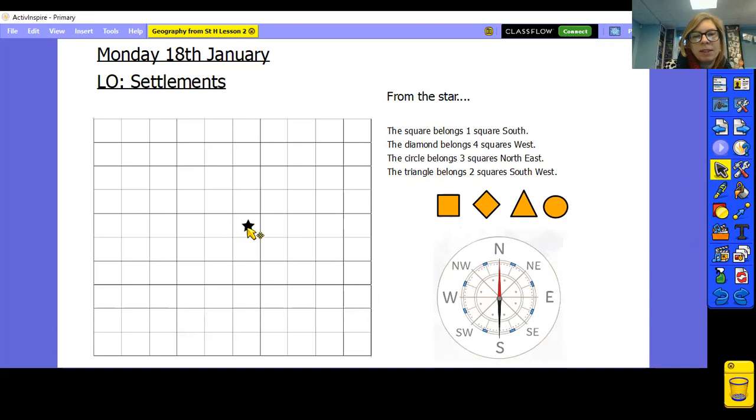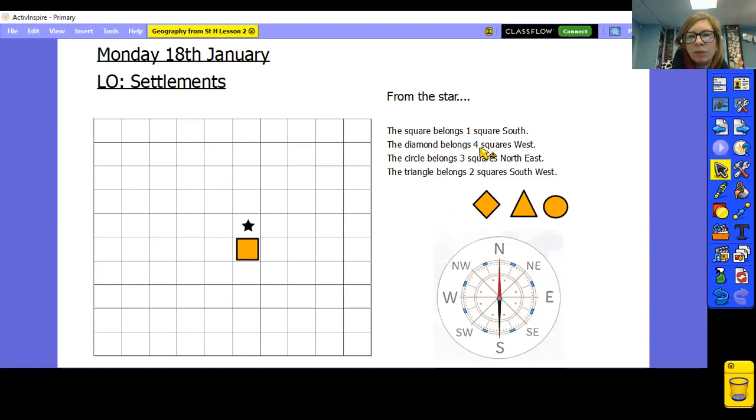So from the star here, you've got some instructions for where these shapes belong. You can pause the video and see if you can work out where each shape should be going on my grid there. Okay, so pause the video here to do that. Okay, so let's have a look at those. So the square belongs 1 square south from the star. So we can see on our compass that south is down here. So 1 square south would be there.